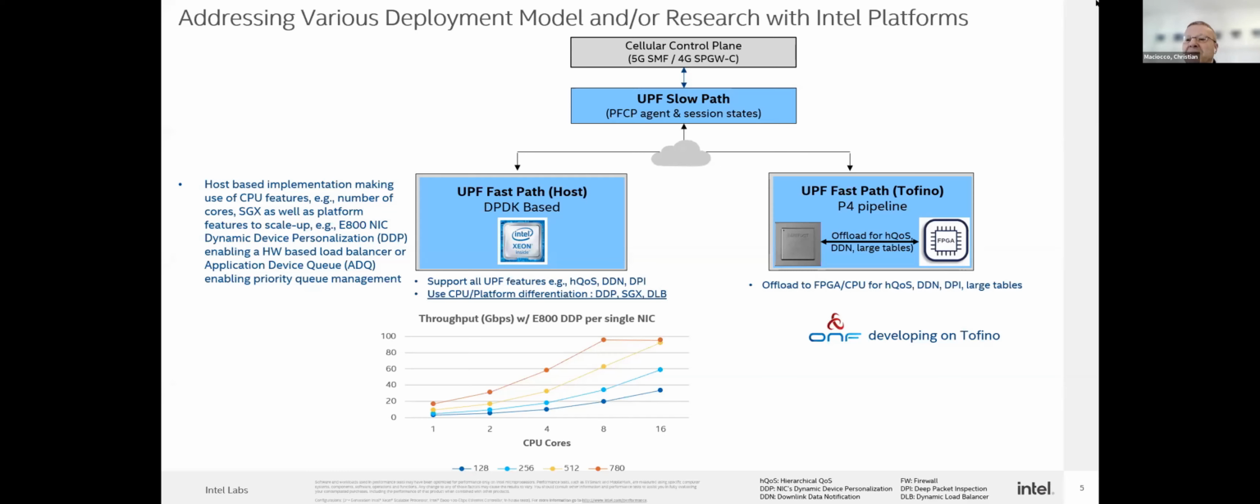The UPF also is implemented on Tofino. So the UPF itself is disaggregated. It comes as a slow path and a fast path. The slow path basically handles the PFCP communication and the session state, right? And the slow path supports multiple fast paths, right?